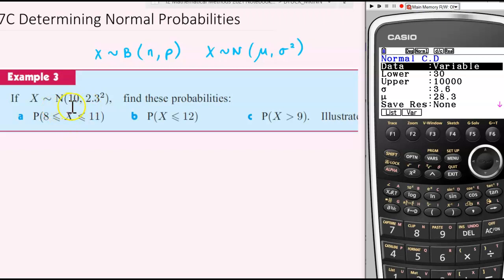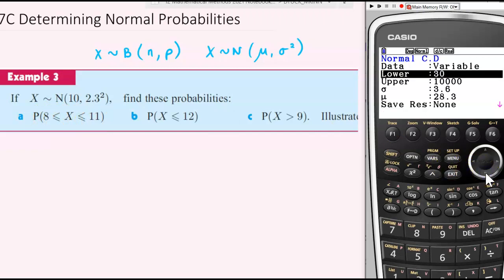Mean. It's 0 in the Z distribution, but not for this one. So that's your mean, or your mu. Now, this question has been kind to you and reminded you that we do mu comma sigma squared. It has told you 2.3 squared, so it's told you what sigma is. We want to find the probability that it's between 8 and 11.